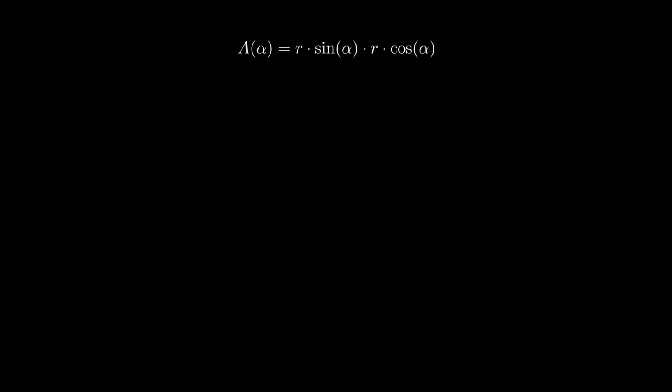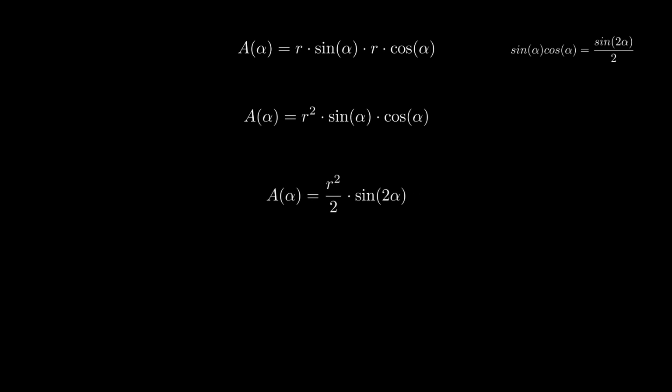Combining the r's, we get r squared times sine alpha times cosine alpha. To continue from here, we're going to use a trigonometric identity. It says that sine alpha times cosine alpha is equal to sine of 2 alpha divided by 2. Using this, we get this simple function. We now have to find the maximum of the sine function, which is 1. So that's it. We didn't even have to differentiate this. Great, now we know that the maximum area is r squared.